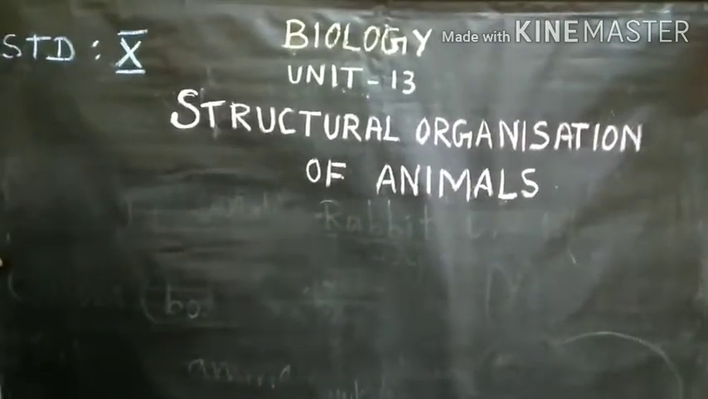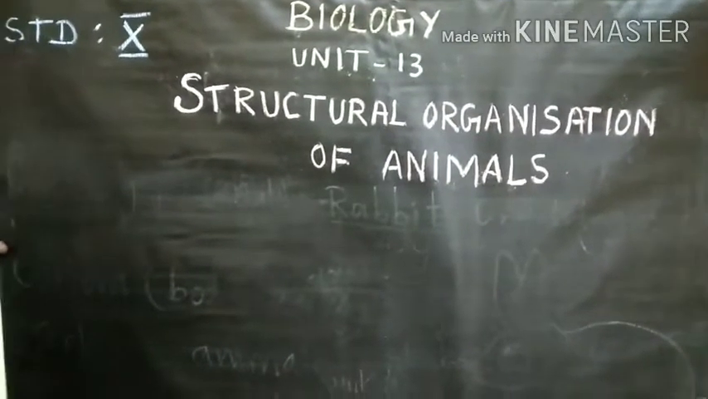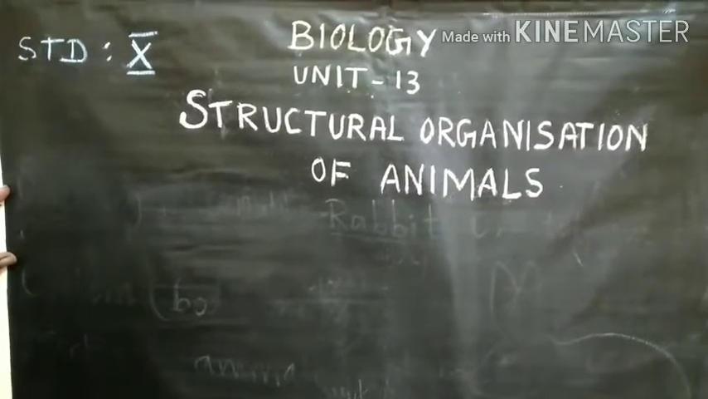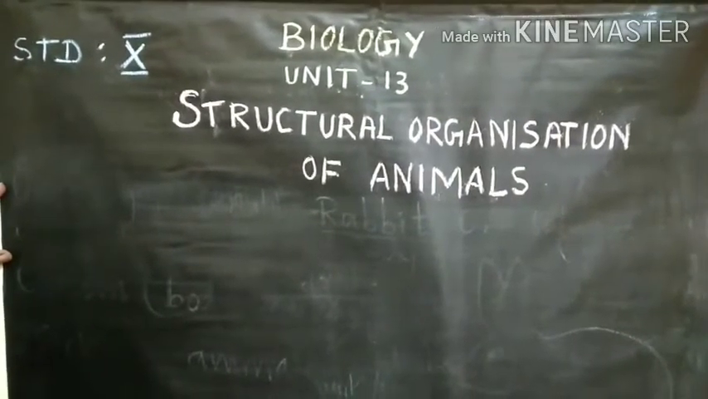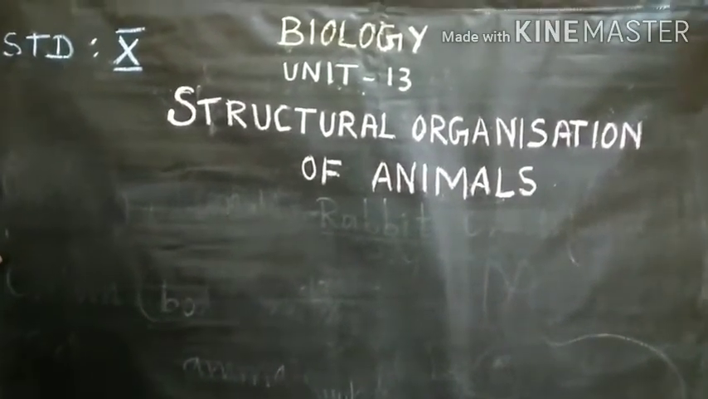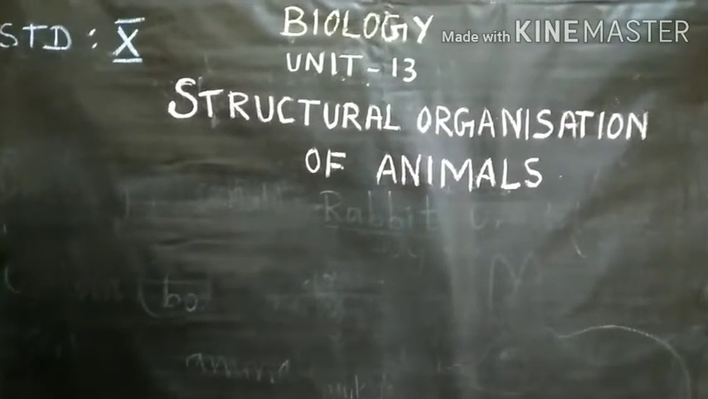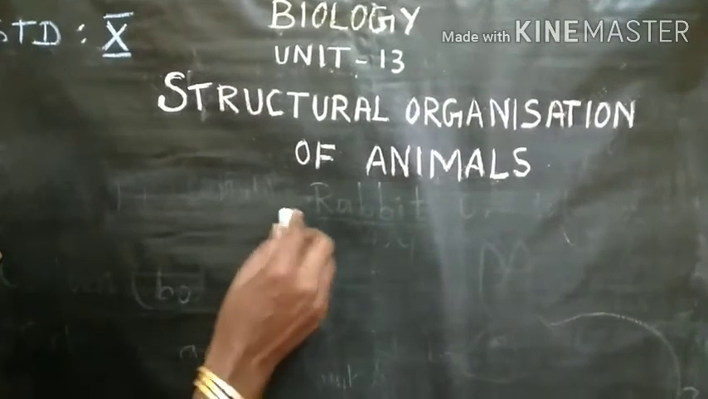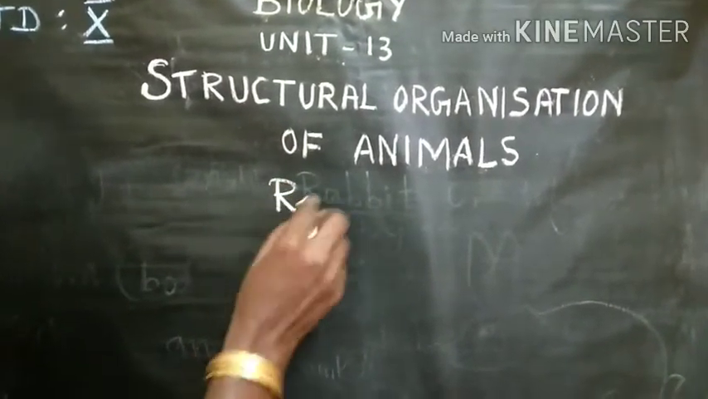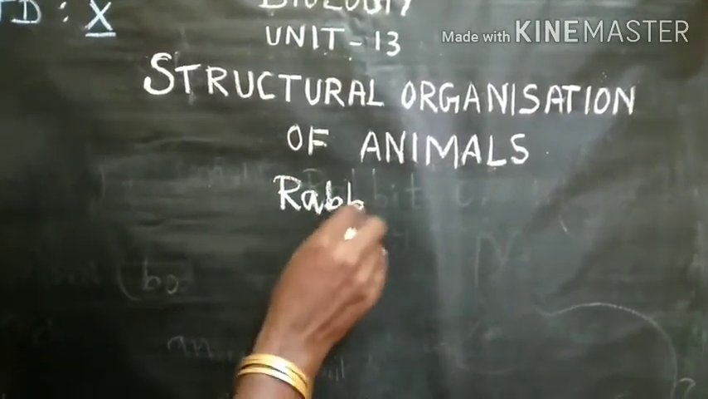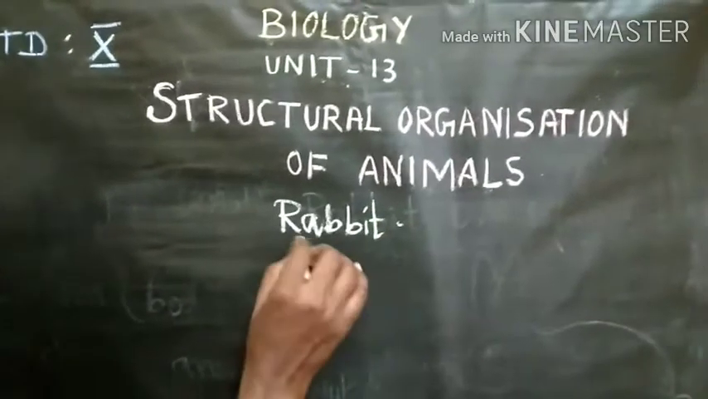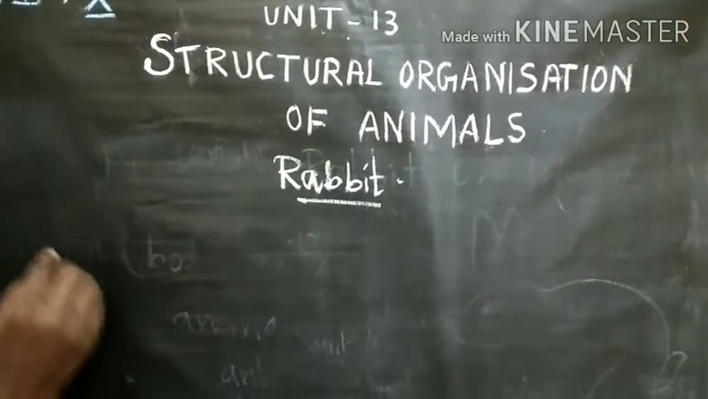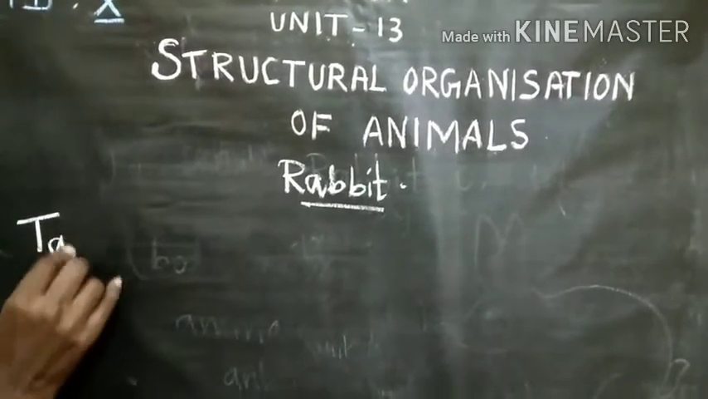We are learning about the structural organization of animals. In the previous classes, we studied in detail about the structural organization of Indian cartilage. This class onwards, we are going to learn about the structural organization of rabbit. Okay, we can start from the taxonomic position of rabbit.